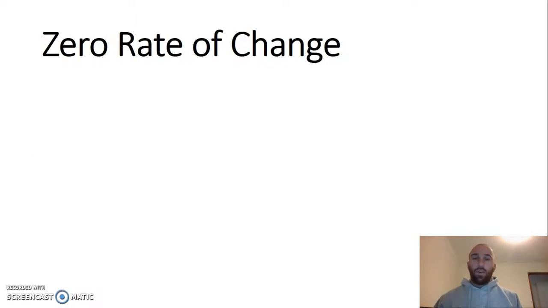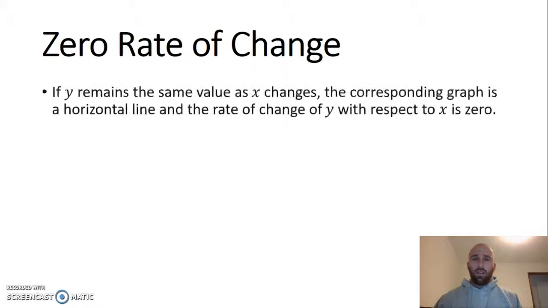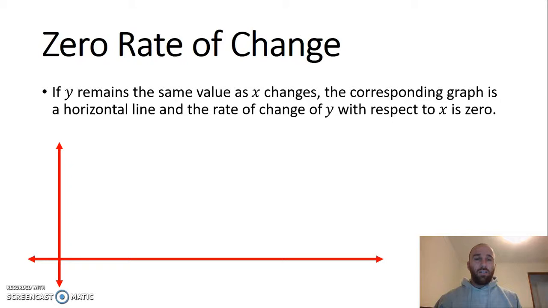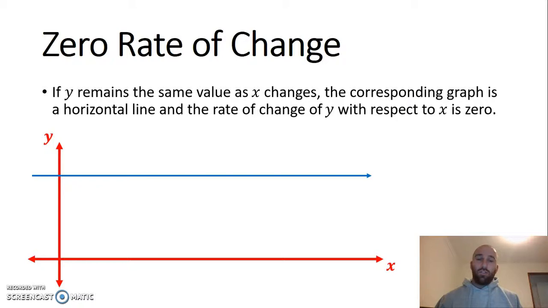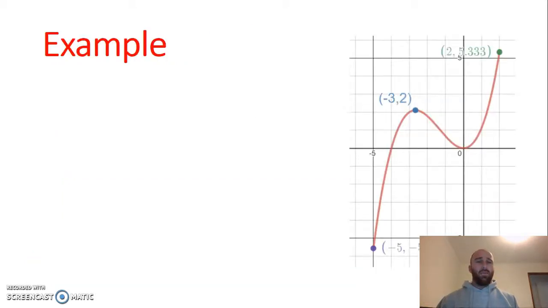What does a zero rate of change look like? Okay, if y remains the same value as x changes, the corresponding graph is a horizontal line, and the rate of change of y with respect to x is zero. So what you've got is a horizontal line. As x is increasing, y is not changing. Okay, there's no change in the value of y. It is constant. Now, an example, we've got a little cubic there.